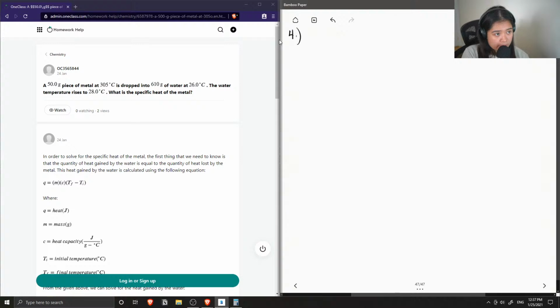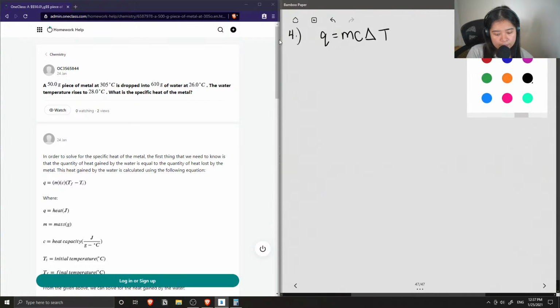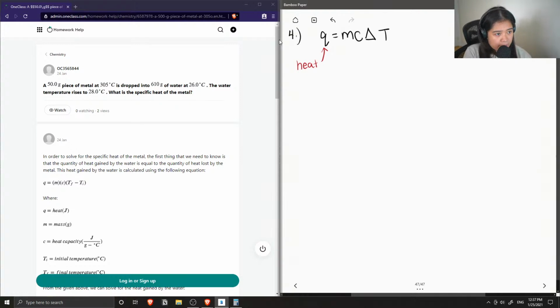So to answer this question, we're going to be using the following equation where Q is equal to mc delta T. Let me define what each variable means. Q is the heat of the reaction, and it can be in joules or kilojoules, depending on what is given in the question. M is the mass of whatever component you're focusing on, and it's given in grams.